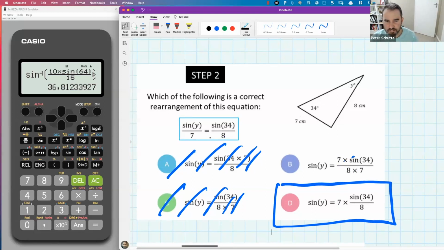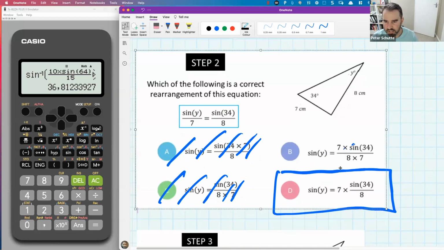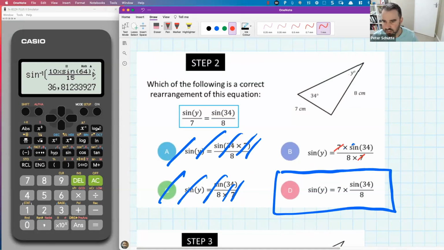Because the 7 has to move across and it becomes times by 7. Whereas this, there shouldn't be two 7s, one here and one there. B is wrong because there shouldn't be a 7 up here and down here, because then they would cancel each other out. The correct answer is basically to bring this 7 to the other side. And then you should have the 7 over the 8.